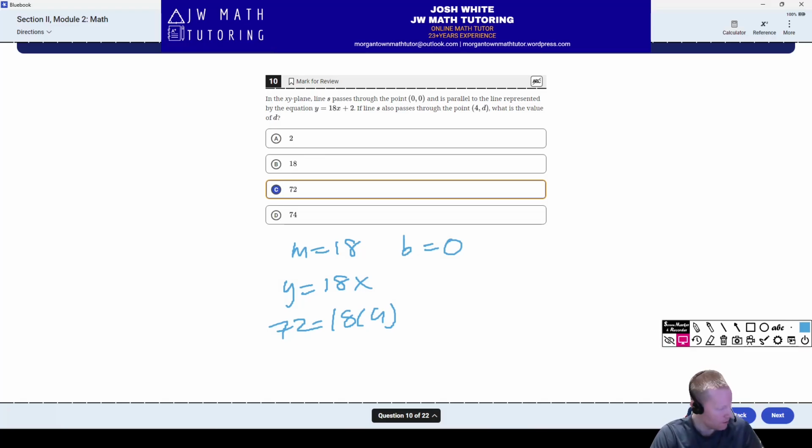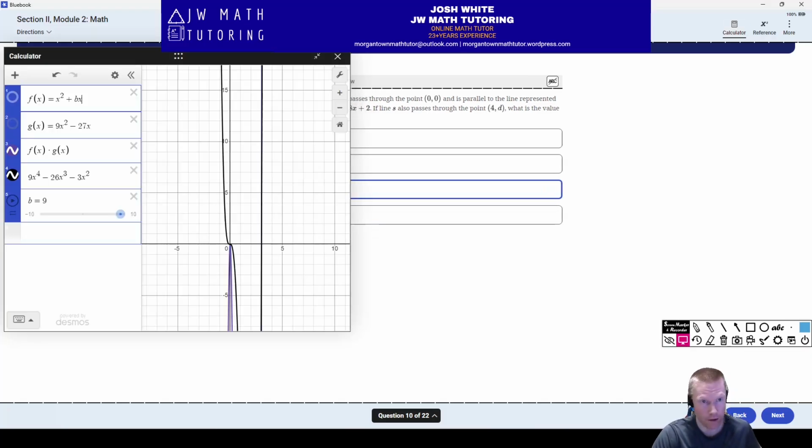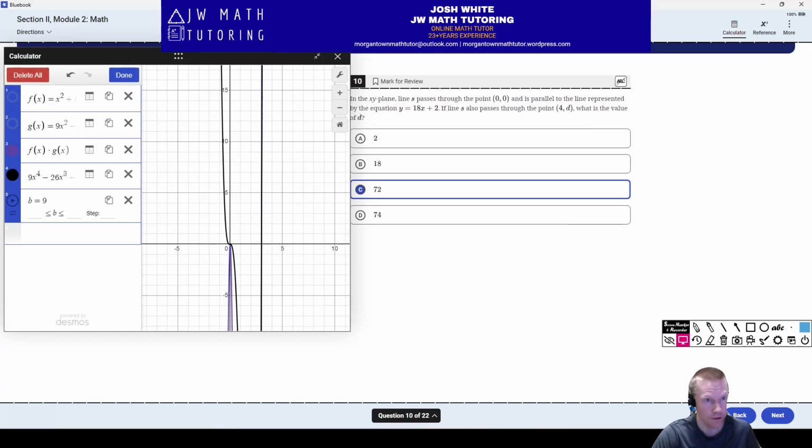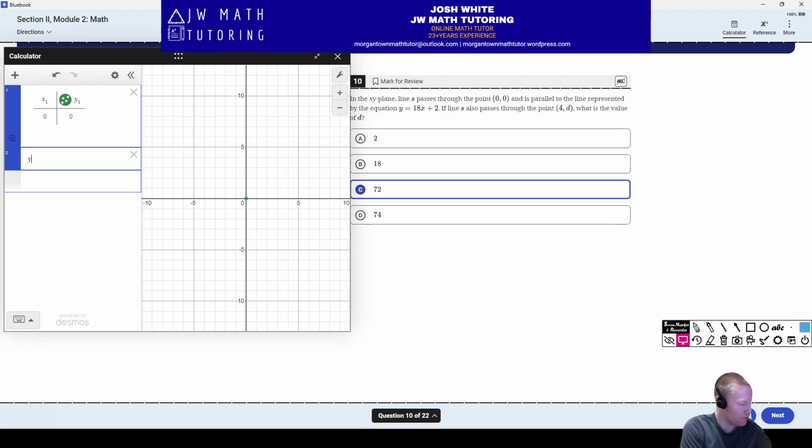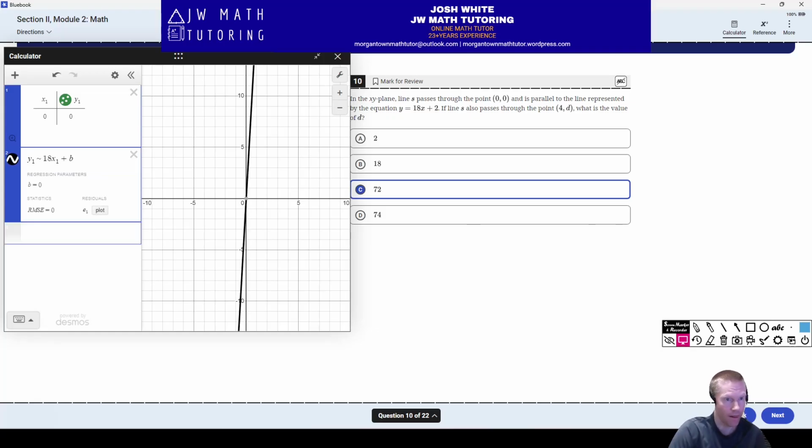Now, again, of course, you could do this entire problem in Desmos. Get rid of this whole thing. So what I would do is I would put a table. You just need the point 0, 0. You can do linear regression. And we're going to type the slope in here because we know that it is 18.